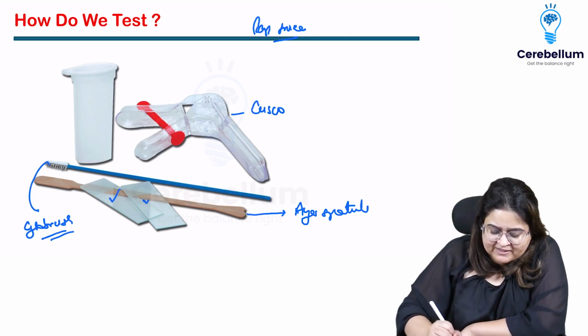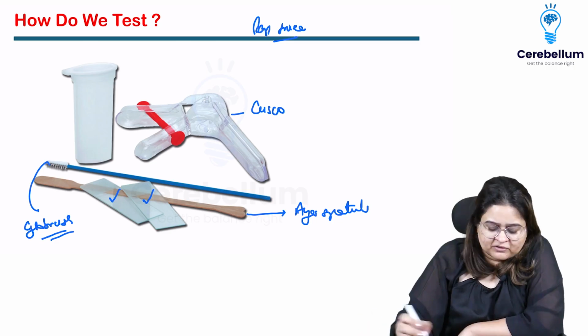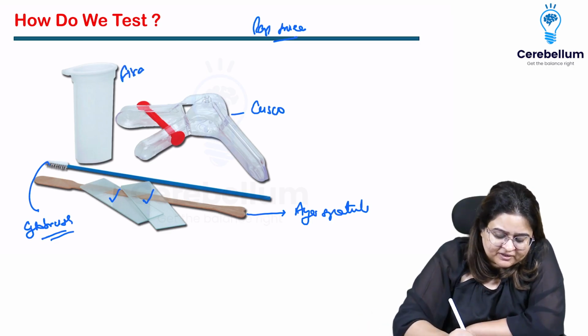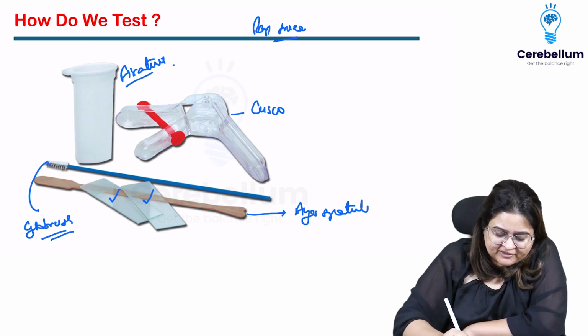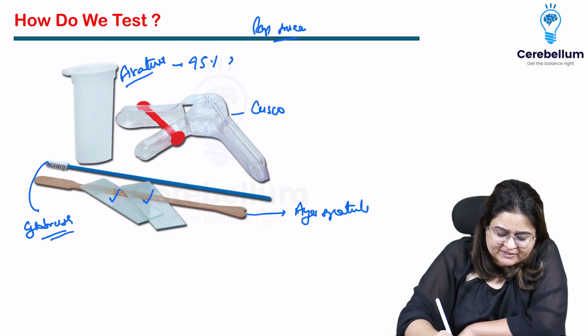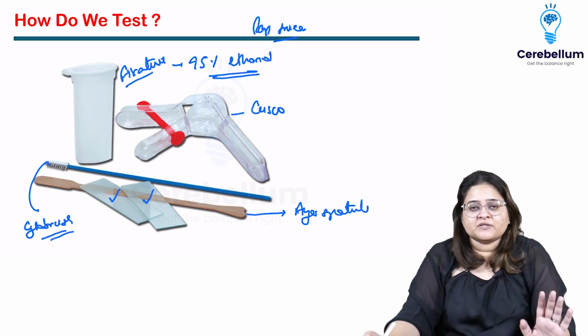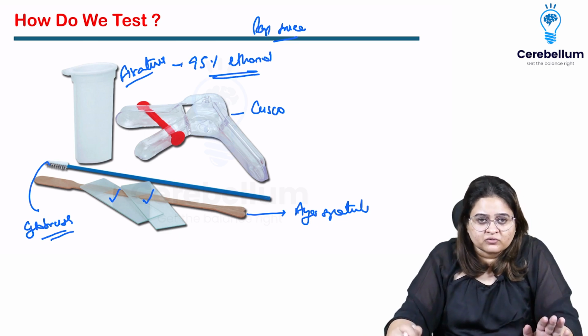You make one slide of the ecto, one of the endocervix, and you put it in the jar containing the fixative, or you spray the fixative on the slide, and the fixative contains 95% ethanol. Okay, so all of this is important. Everything has come as a question. So this is important to know.